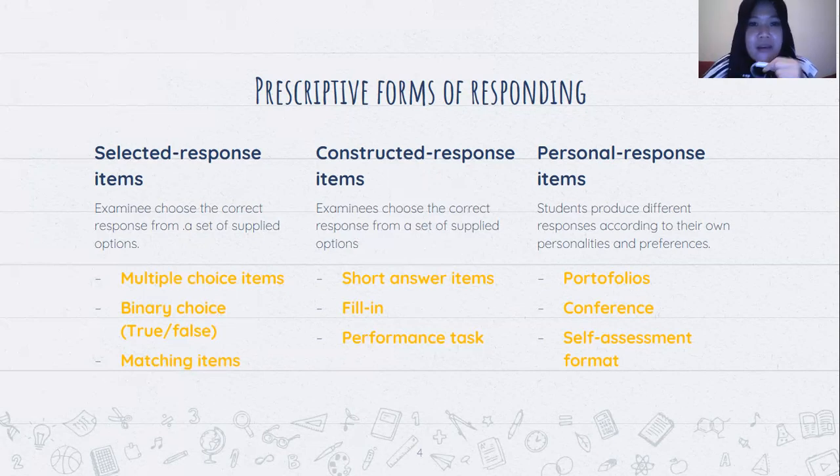It's almost the same actually, but let's see the difference between these two kinds of tests in detail later on. Okay, and then the examples of constructed response items are short answer items, fill in the blank, and performance tasks. And the last one is personal response items, in which students produce different responses according to their own personality and preferences. The examples of these kinds of tests are portfolios, conferences, and self-assessment formats.